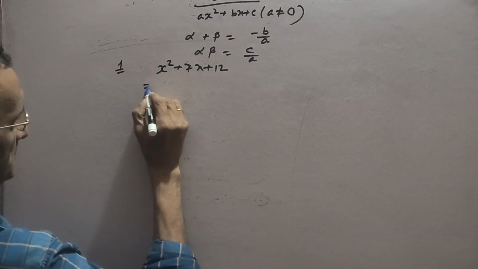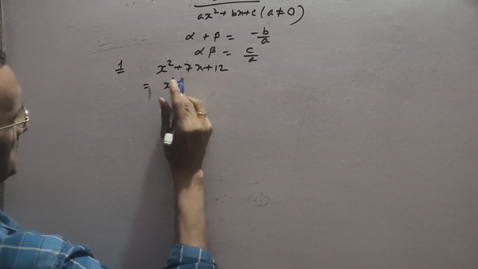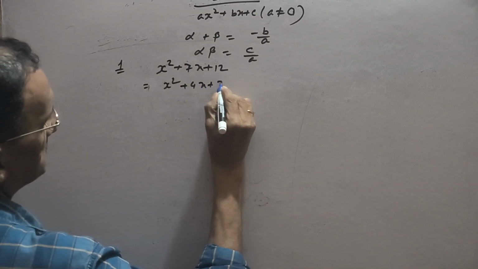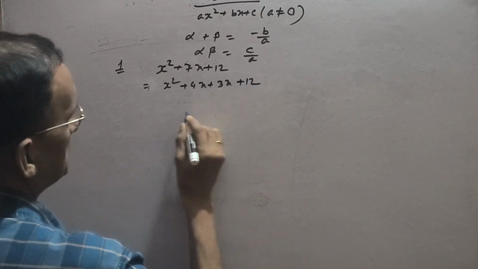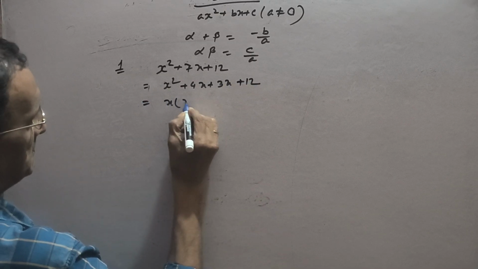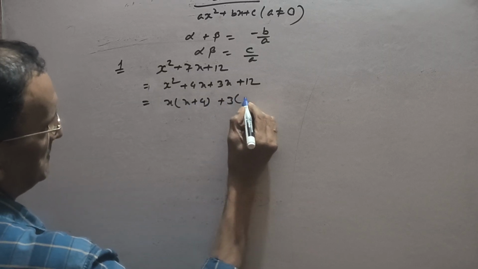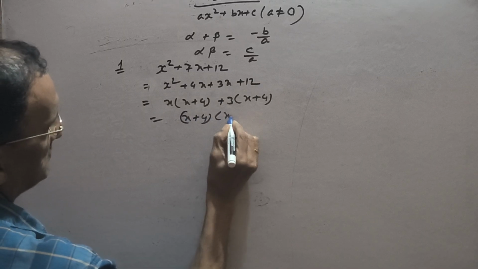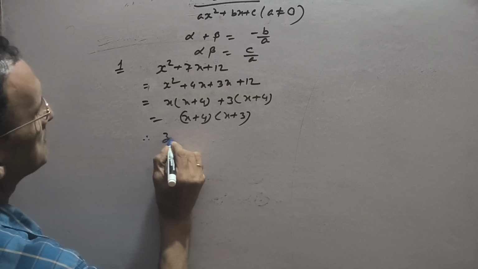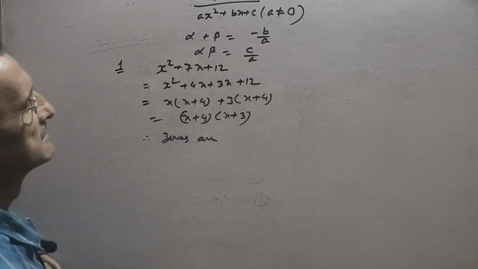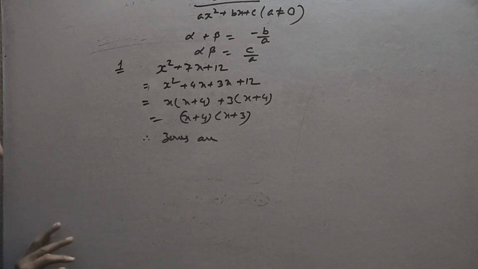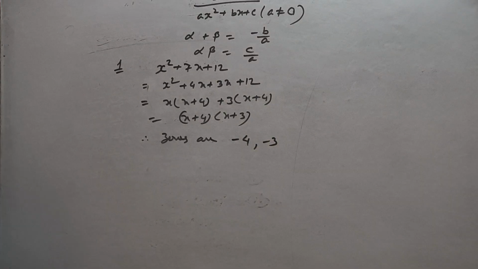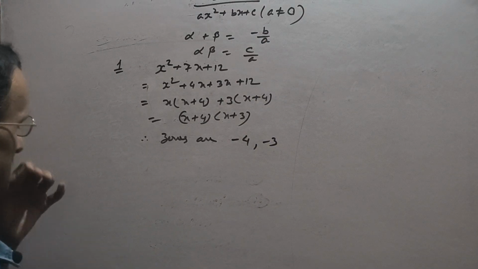So factorize it by middle term factorization: x square plus 4x plus 3x plus 12. So x common, then x plus 4, plus 3 into x plus 4. So this will give you x plus 4 into x plus 3. Therefore, if x plus 4 is a factor of the polynomial, then the zeros are minus 4 and minus 3. So this is the first part of the sum. We have got the zeros.